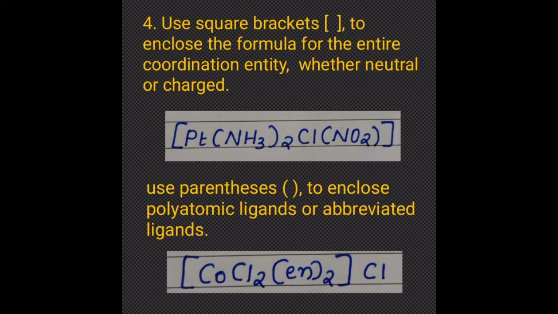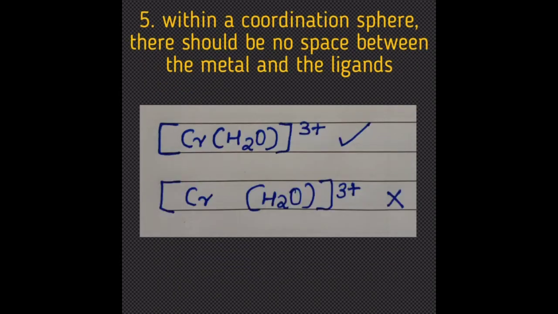Then use parenthesis to enclose polyatomic ligands or abbreviated ligands. Here in this example you have [Co(Cl)2(en)2]Cl. So this en, ethylene diamine, is an abbreviation. So abbreviated ligands or polyatomic ligands should be written in parenthesis, so you will not get any doubt or confusion when you name it. That is it. Fifth rule, within a coordination sphere, there should be no space between the metal and the ligands.